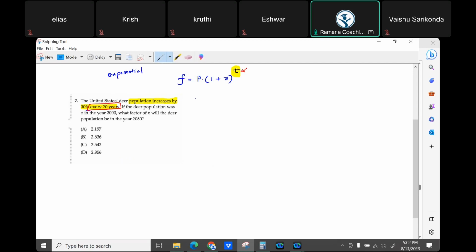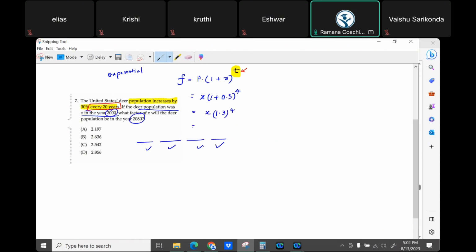Now, what is the starting value? If the deer population was X in 2000, that means this is the X. And then how much does it increase by? 30%, in decimal 0.3. And then between 2000 and 2080, how many 20 year patterns exist? There are four of them, right? Between 2000 and 2020, 2020 to 2040, 2040 to 60, 60 to 80. So four of them. That means the power would be 4. Everybody got that? Yeah. And then that's 1.3 to the power 4.